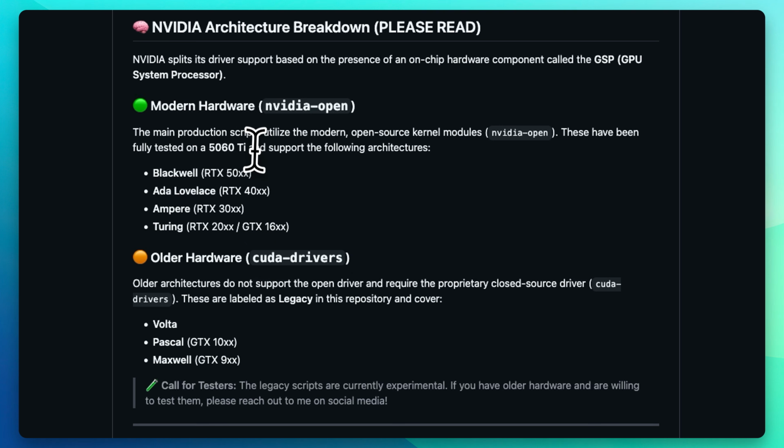So the modern hardware, which is what I've got, a 5060 Ti, also supports the 40X, 30X, 20X, and 16X. Older hardware includes, for all our GTX 1080 fans out there. And I've got a call for testers. The legacy scripts are currently experimental. Like I said, I don't have a video card laying around that's old enough to test out the legacy scripts.